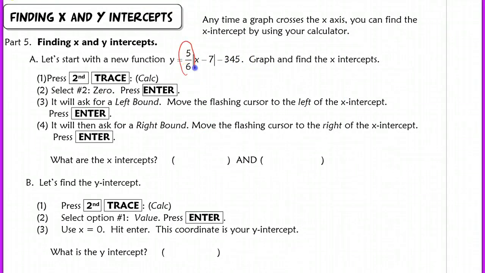One, we know that it opens up because this value here is positive. You also know that it's a shrink, and you know the vertex. So we know the vertex of this function is at 7, negative 345, and then from there it opens up. So if we wanted to see most of this graph, we have to keep this number in mind. We'll talk about that in a second, but first let's work on entering that in your calculator.